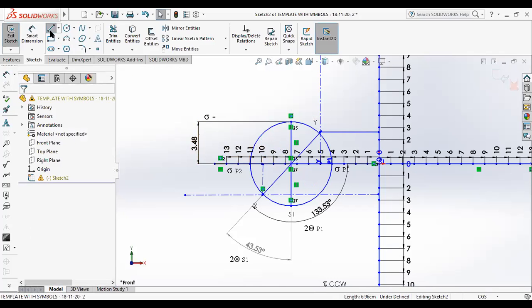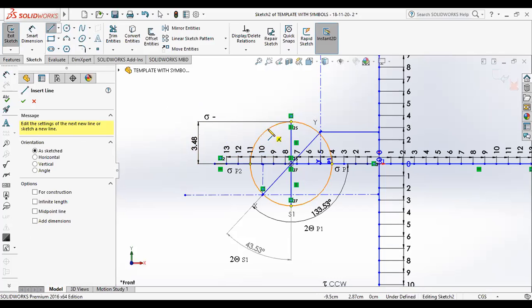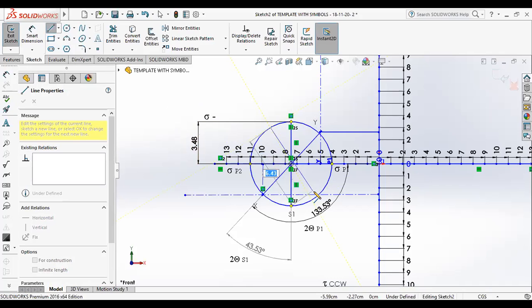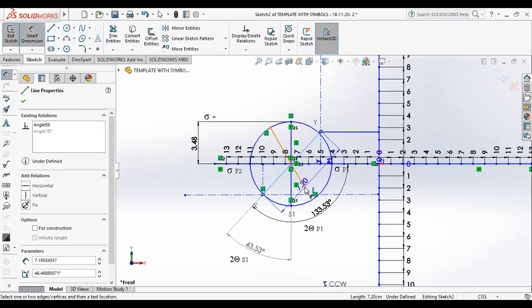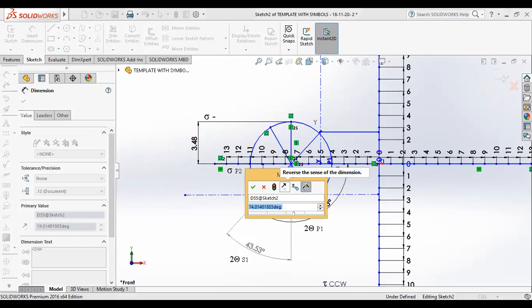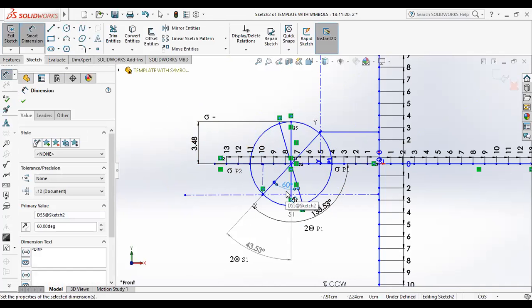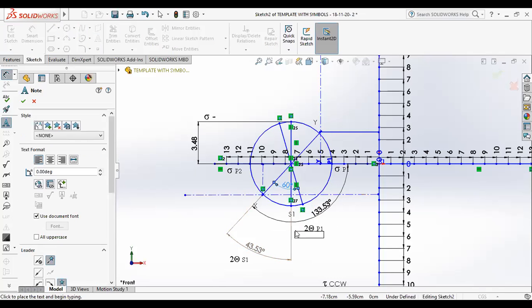Let me draw it once again. V point passes through the center. X point has to be rotated by 60 degrees. This has to be 60 degrees. This is 60 degrees, and then this point is your normal face. This is the n face.